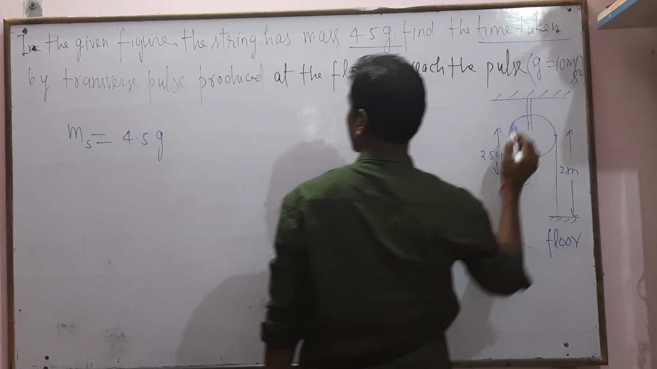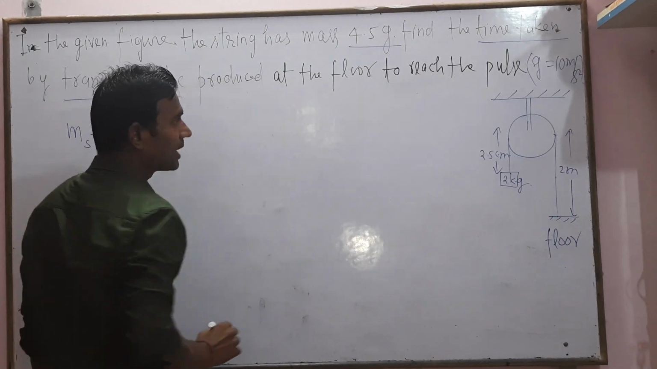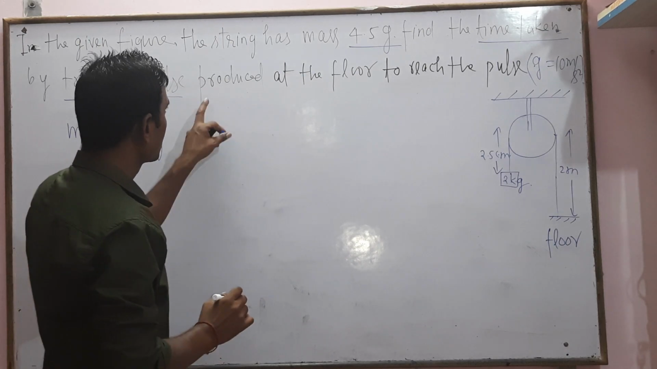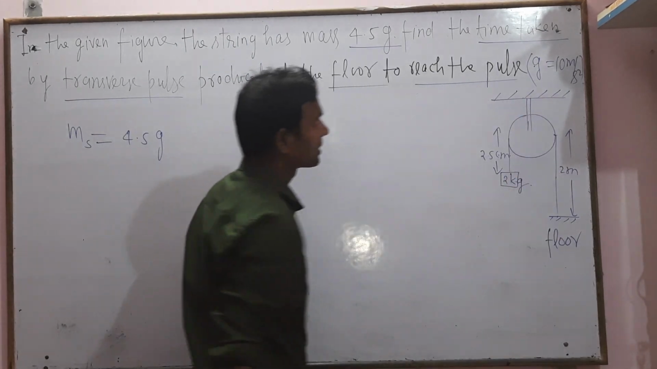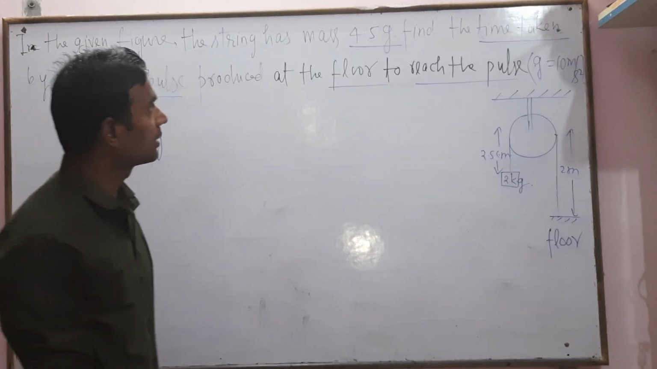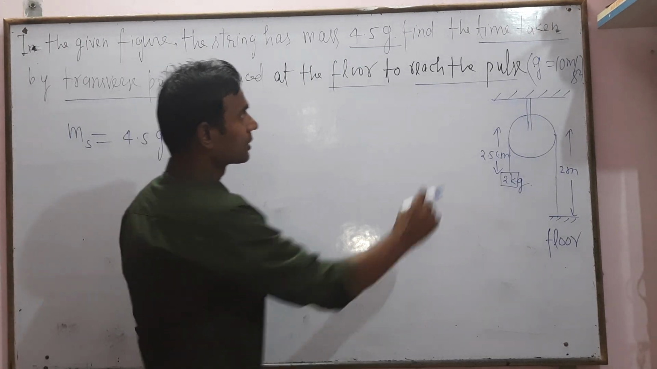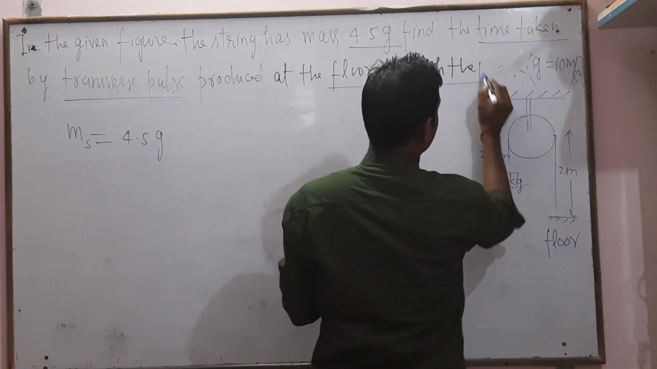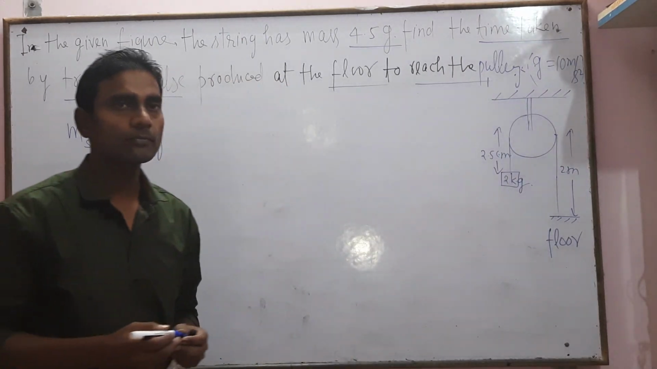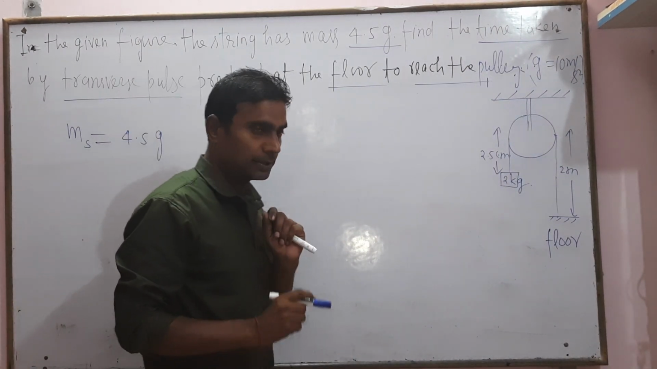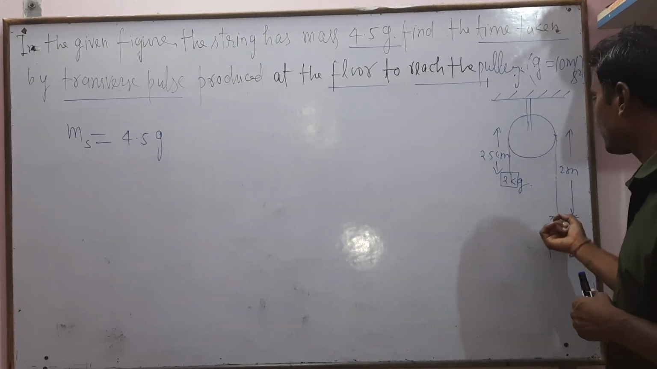Find the time taken by a transverse pulse produced at the floor to reach the pulley. Sorry, to reach the pulley, not the pulse. To reach the pulley. Okay. It means we have to find the time taken if we produce a transverse pulse.